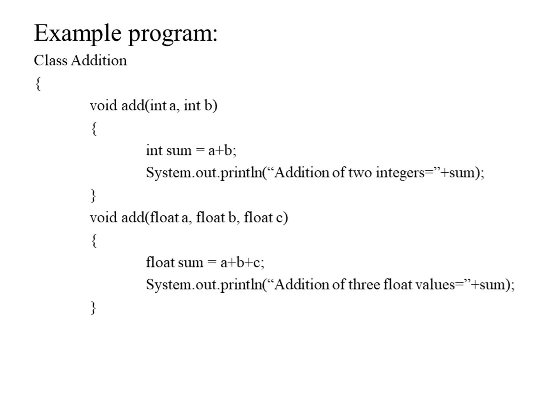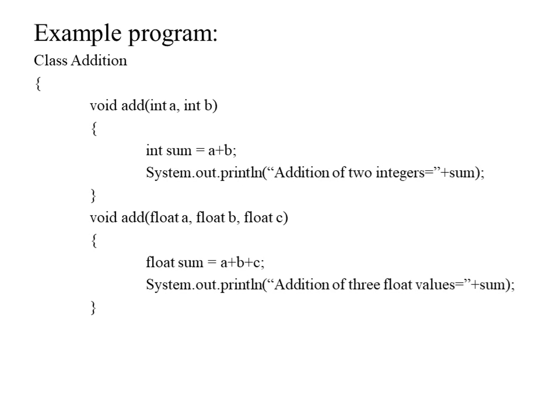Now there is another example. Assume that we want to calculate the addition of two integers, the addition of three float numbers, and I want to add 0.5 to a float number. So totally we are going to have three methods.